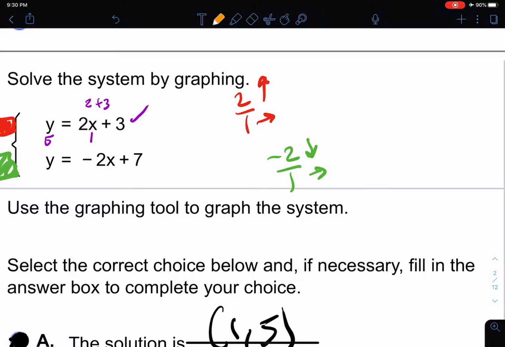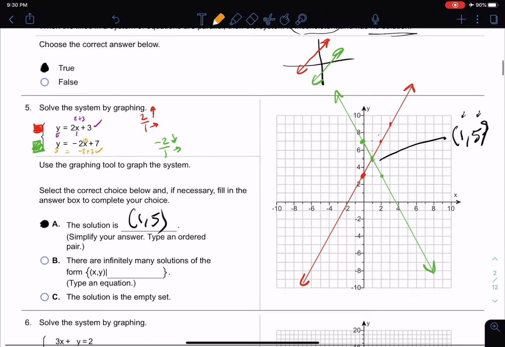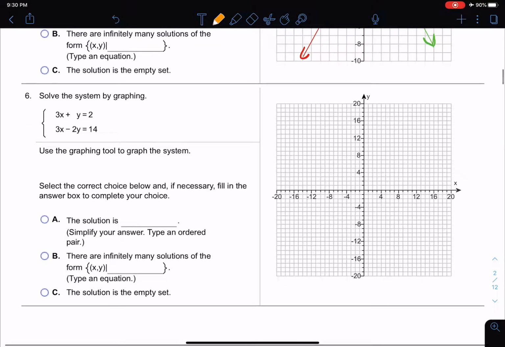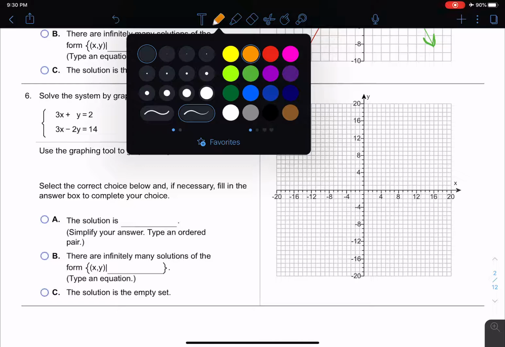What if I try 1, 5 for this guy? Put a 1 in for x and a 5 for y. Is it true? Well, negative 2 times 1 is negative 2, and negative 2 plus 7 is 5. Check. And so, yeah, they both do work, so we know for sure that that is true. That will work.